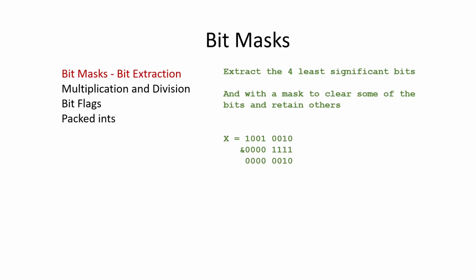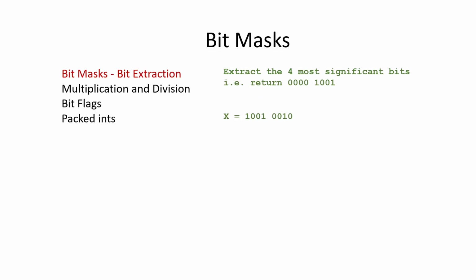Pretty straightforward. Let's do another example. So suppose instead of the 4 least significant bits, we want to get the 4 most significant bits. So I want to return, if I've got this number 1001 0010, these 4, 1001, but I want them to be in the least significant position here. So I just want to grab these.